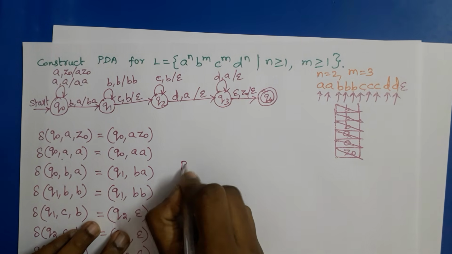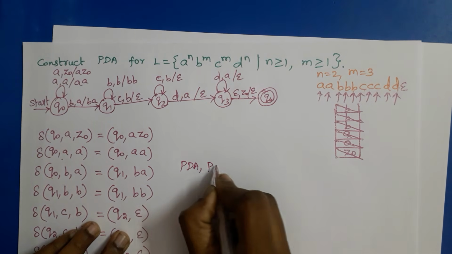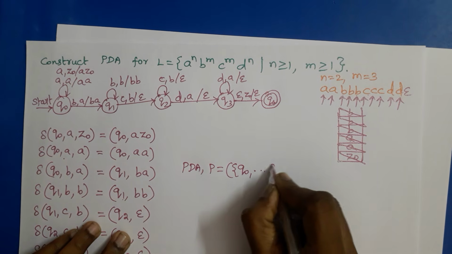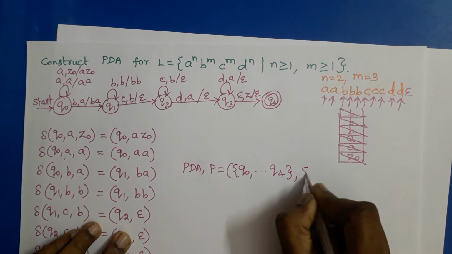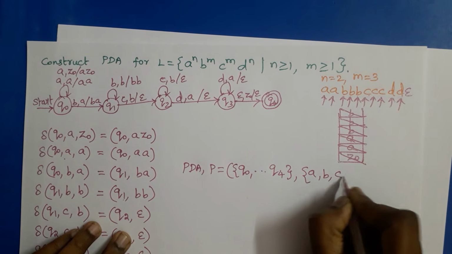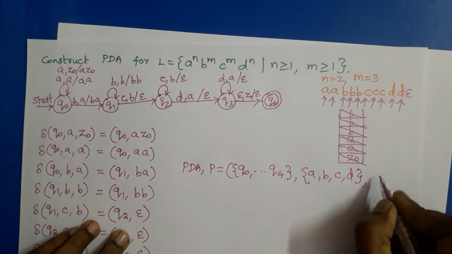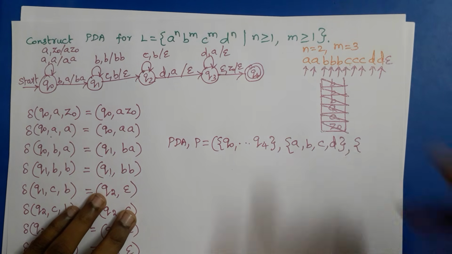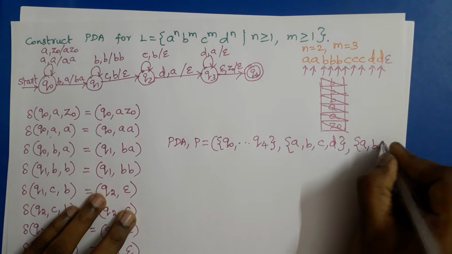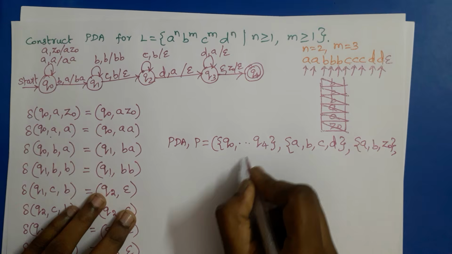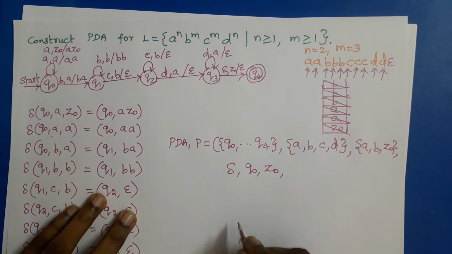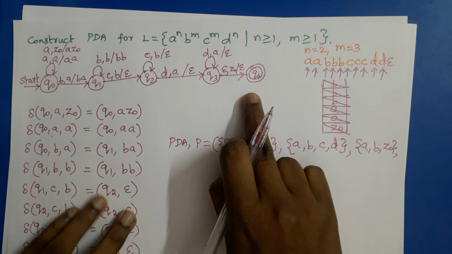Now we can write the 7-tuple notation. PDA P equals set of states Q0 to Q4. Write it fully. Then A, B, C, D are the input symbols. See here, the stack symbols are Z0, A and B. Then delta is the transition function, Q0 is the current state, Z0 is the starting stack symbol, and Q4 is the final state.